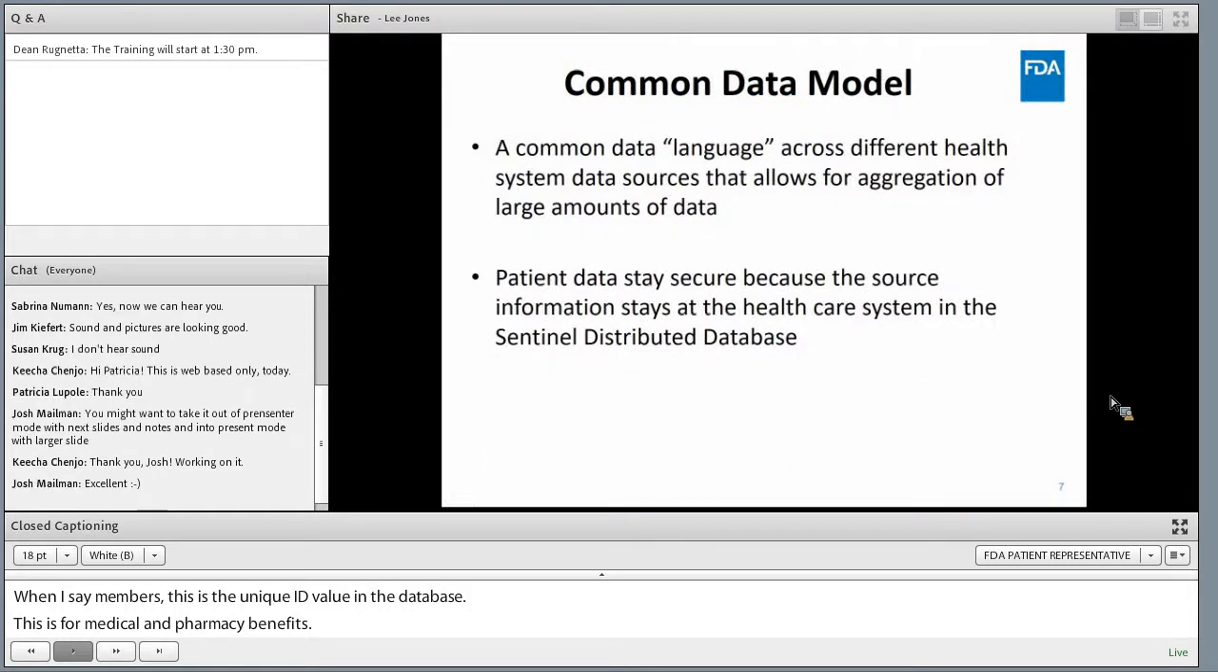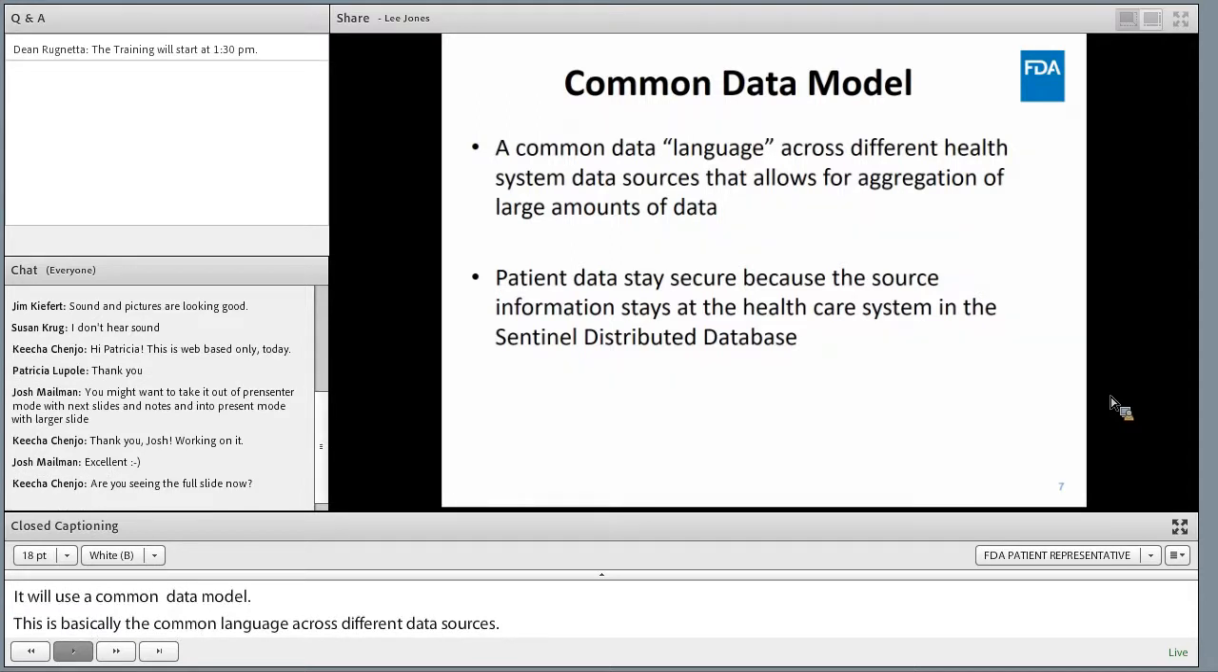So Sentinel is unique because it uses a common data model. And a common data model is basically a common language across different healthcare system data sources that allows for aggregation, or adding together, of large amounts of data. And the patient data stays secure because the source information resides at the healthcare system in the Sentinel distributed database. So what you have are a number of different databases that are all converting their information into the same language, and then we're putting it all together into a big single file.